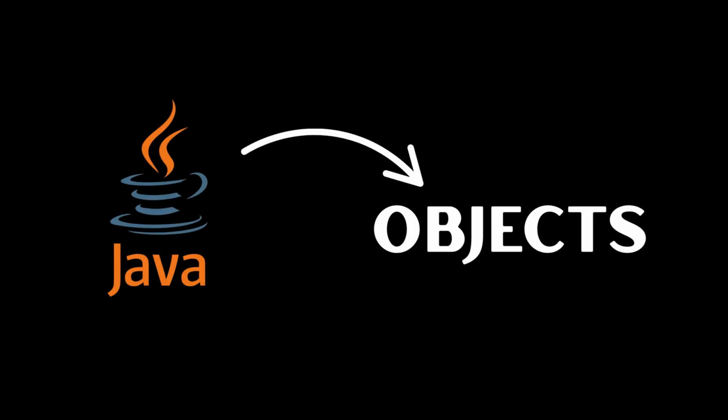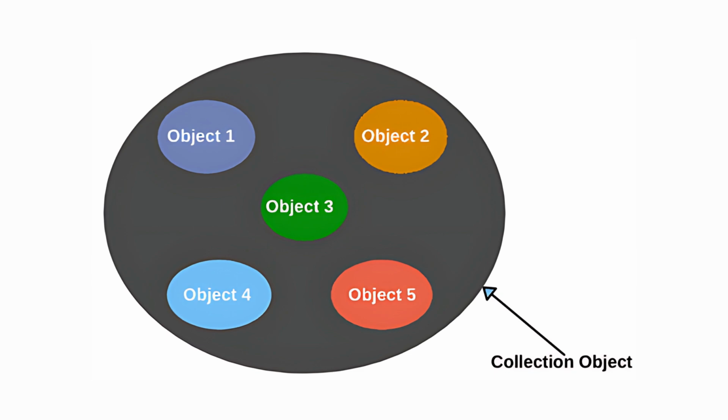So why do we need them? Because sometimes Java only works with objects. Like in collections, ArrayList, HashMap.